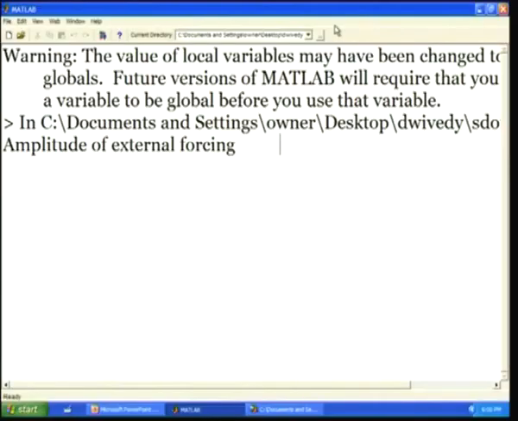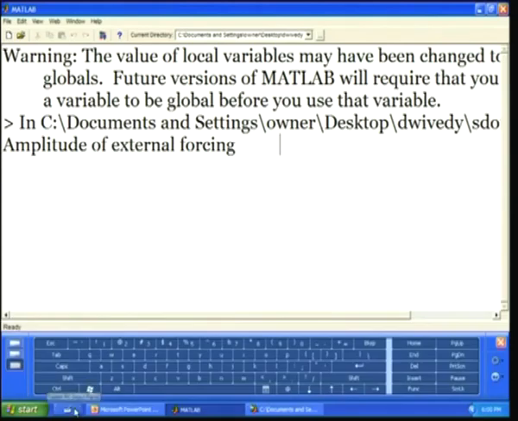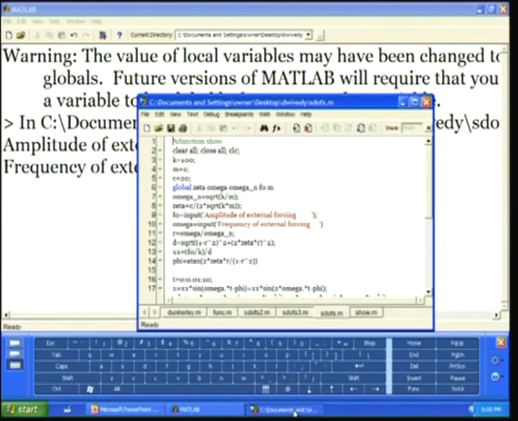So, here let us give the amplitude of external forcing equal to 10, and the frequency of external forcing equal to 1. I have taken a system with mass equal to 2, spring stiffness equal to 100, and damping equal to 20. So, I want to find the response of the system.